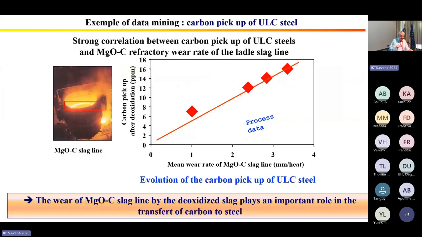And here we observe a strong correlation between carbon pickup for ultra-low carbon steel and magnesia carbon refractory wear rate in steel ladle. And the carbon pickup is approximately between 10 and 20 ppm. It's very, very important in comparison with the composition of the steel. So we deduce that the wear of magnesia graphite slag line in the deoxidized slag plays an important role in the transfer of carbon to steel. But why?